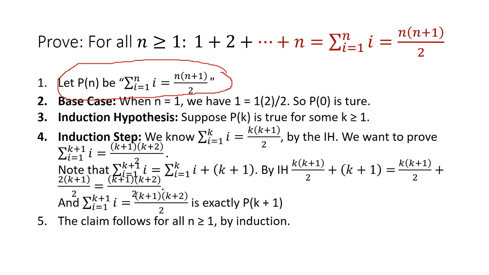So base case, when n is equal to 1, we can substitute n with 1. The left hand side will be 1, because the summation of the numbers up to 1 is just 1. On the right side, 1 times 2 is 2, and dividing by 2 gives 1 again. So that's why P of 1 is true.